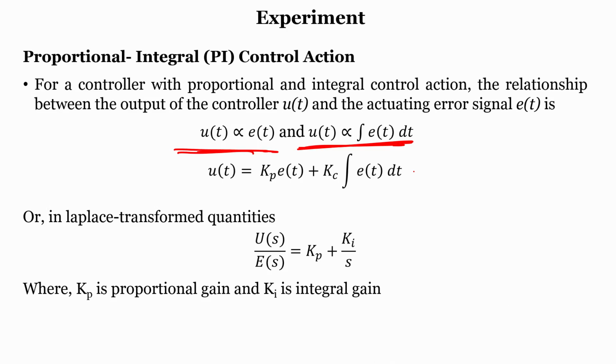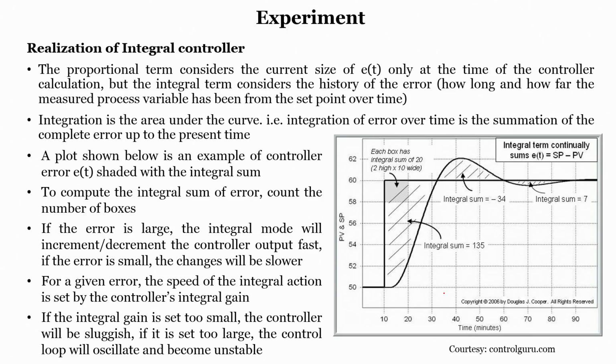Now, if you put this in terms of Laplace quantities, then we can see that U(s) by E(s) equals Kp plus Ki by s, where Kp is proportionality gain and Ki is our integral gain. So, if you have a proportional integral controller, you can write the equations like this. Now, for realization of the integral controller, we can see that the proportional term considers the current size of E(t) only at the time of controller calculation, but the integral considers the history of the error.